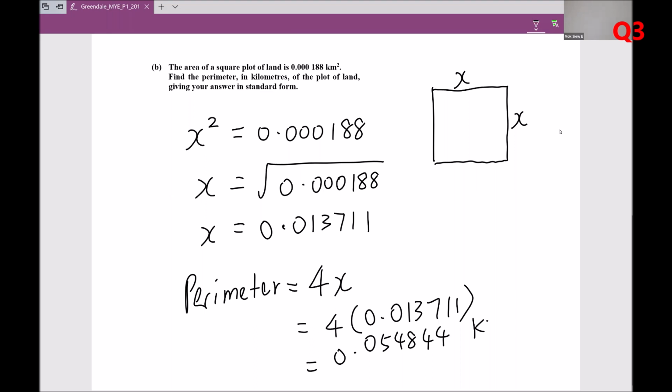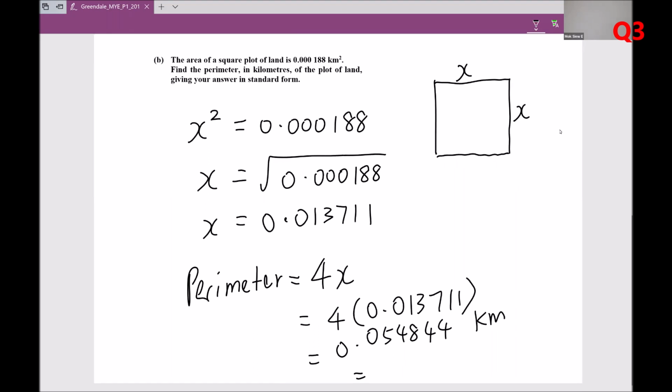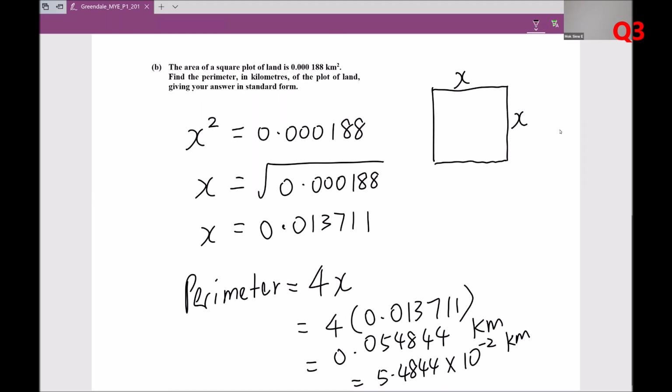And we need to bring it to standard form. That would be 5.4844 times 10 to the power minus 2 km. Remember to leave it in 3 SF, and that would be 5.48 times 10 to the power minus 2 km.